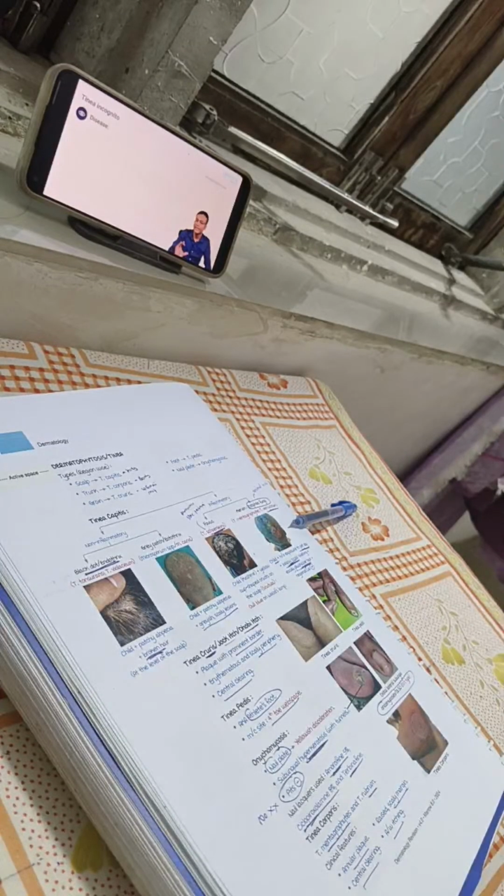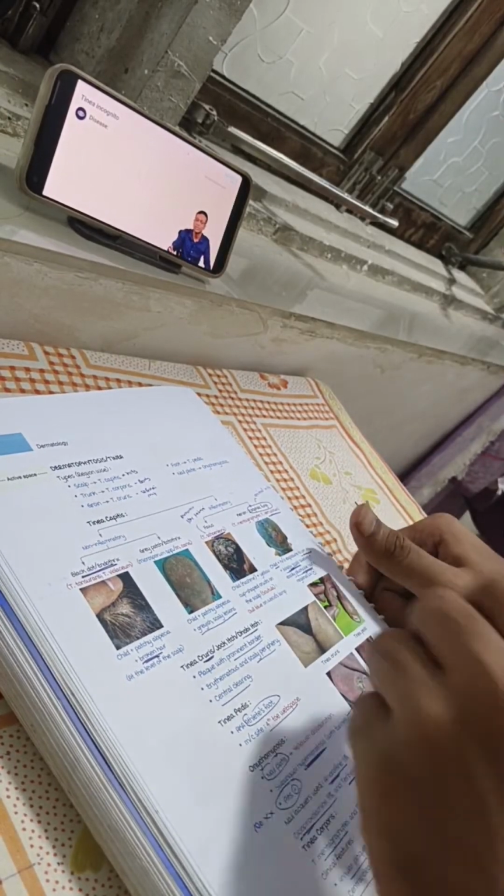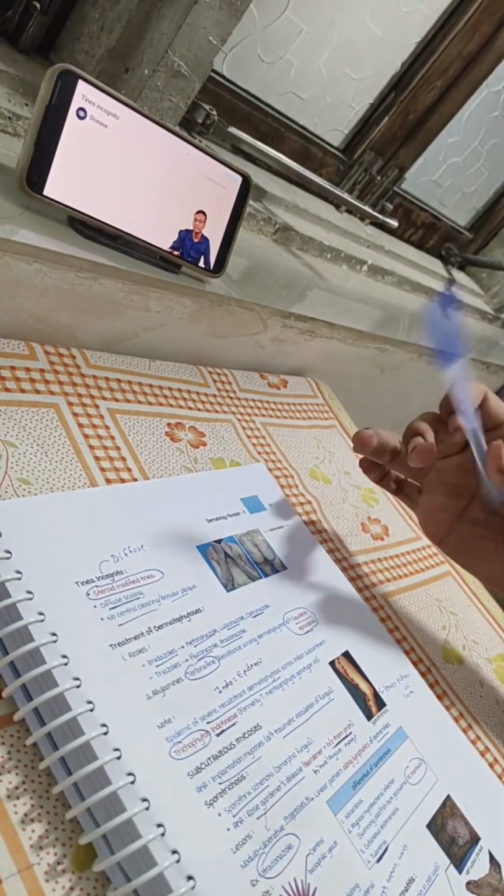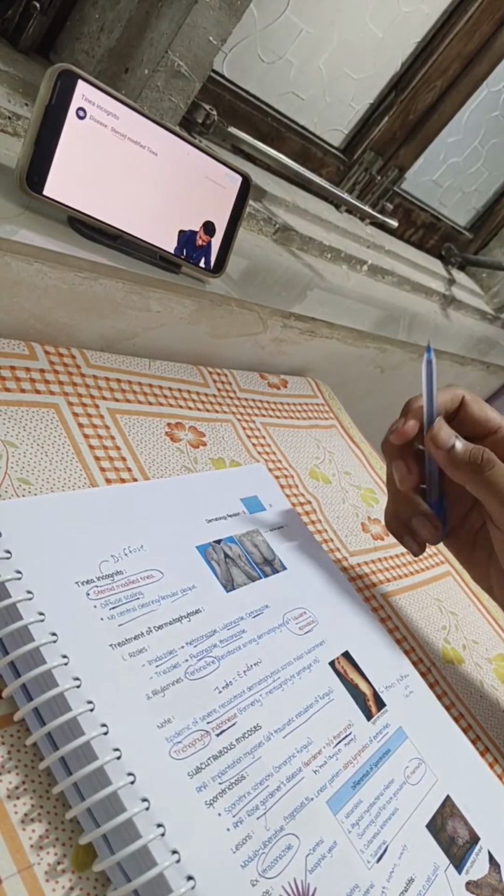And what is tinea incognito? Many times in India, people do not know what to do, don't want to show a dermatologist, or a dermatologist is not available. What people do is they go to the pharmacy and generally the pharmacists give them steroid topical preparations. So it is steroid-modified tinea. It's called tinea incognito.